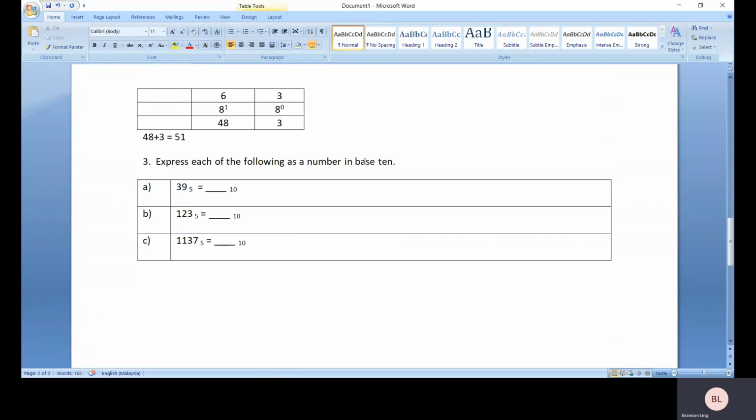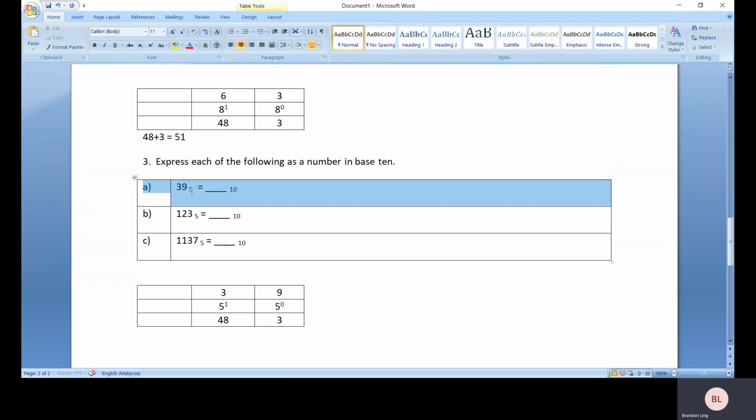And next we move on to base 5 converted to base 10 here. Okay, it's the same thing. List down in table form. So this will be 5 power 1, 5 power 0. And here you have 3 and 9 for question A here. So what's the value here on the third row? 9 times 1, you get 9. 5 times 3, you get 15. So 15 plus 9, you get 24. The answer is 24 base 10.